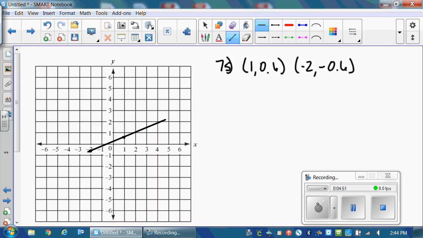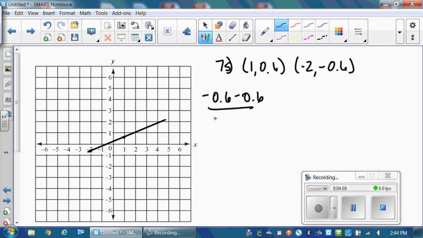Alright, the slope of this line is y2 minus y1 over x2 minus x1, which is negative 1.2 over negative 3. I'm going to divide, and I want to write this answer as a decimal because the problem has decimals in it. So 0.4 is my slope.